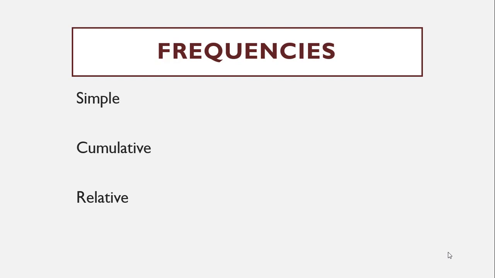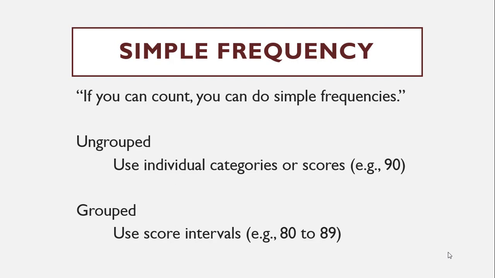When we talk about frequencies, there are different types of frequencies, and three broad categories are simple, cumulative, and relative. With a simple frequency, my saying is, if you can count, you can do simple frequencies. Literally, we are just trying to count the number of individuals that fit a certain score or fit within a certain group. So if we wanted to know how many guys we have in the class, how many women we have in the class, we could do a simple frequency and literally just men would raise their hands, I would count them, and boom, we would know the simple frequency for men.